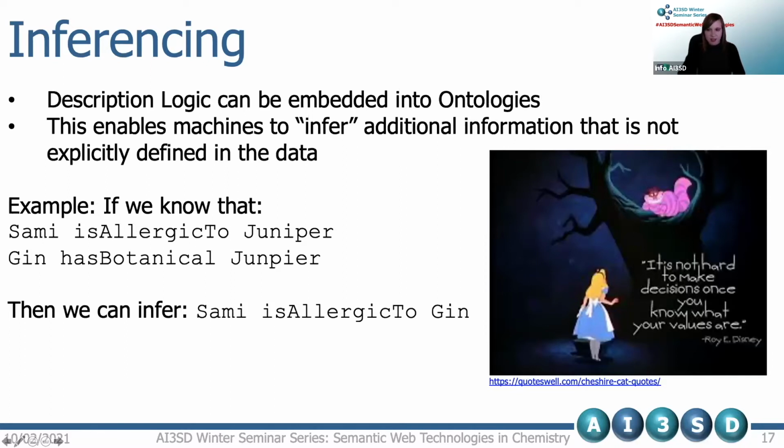A really simple example of this would be if we know that I, Sammy, am allergic to juniper, and if we know that gin has a botanical of juniper, then we can infer that I am allergic to gin. Thankfully, I'm not, by the way, or lockdown would have been a lot less bearable. But this can be really useful to infer extra knowledge that isn't explicitly defined in your data sets.